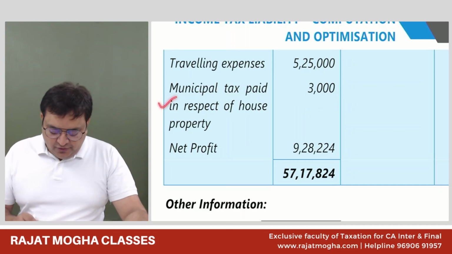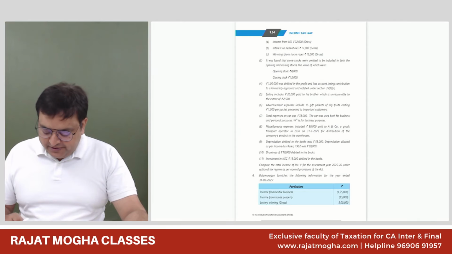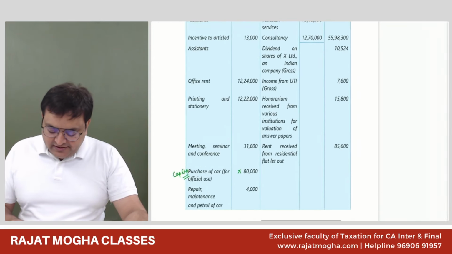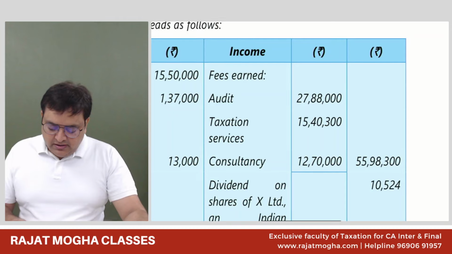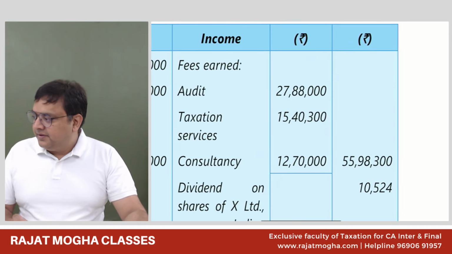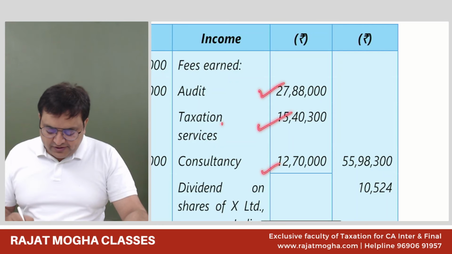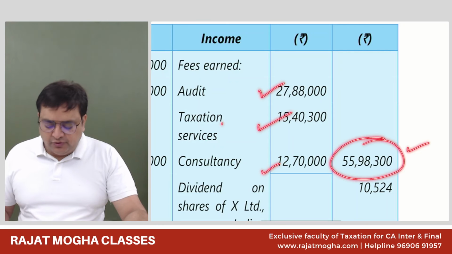Let us see that. Okay, so these are my debit side of my income and expenditure account or P&L account. Look at the credit side. The credit side says fees earned: audit fees, professional fees, taxation fees, consultancy fees. So we are okay with all the fees because it is a professional receipt.